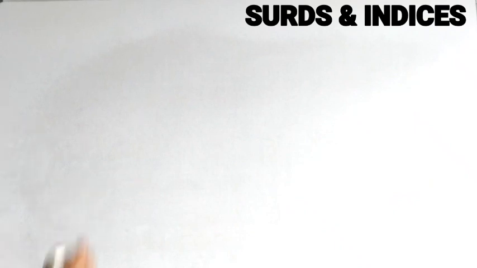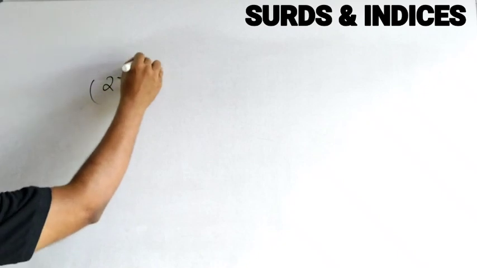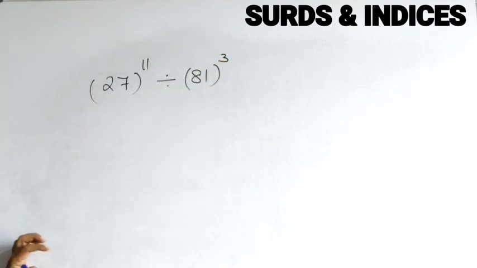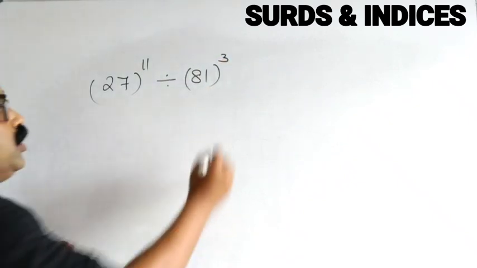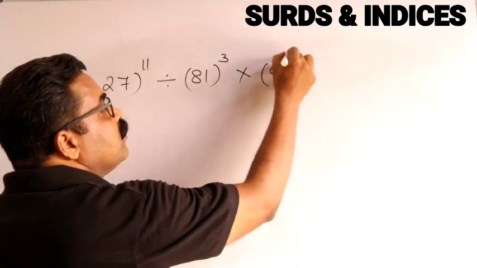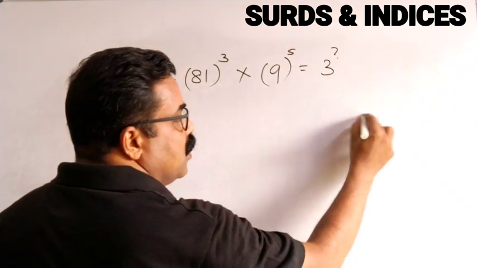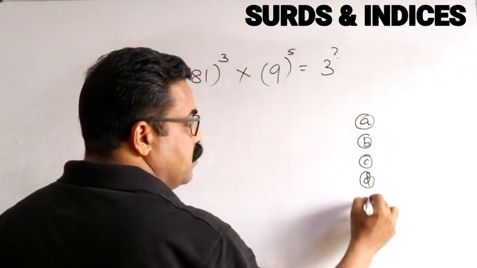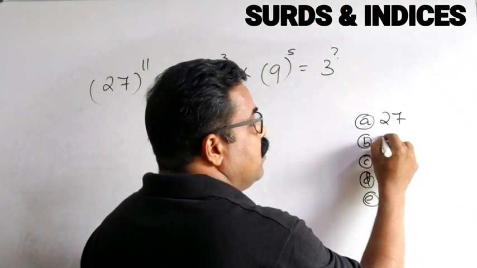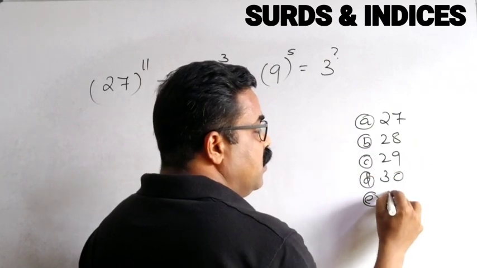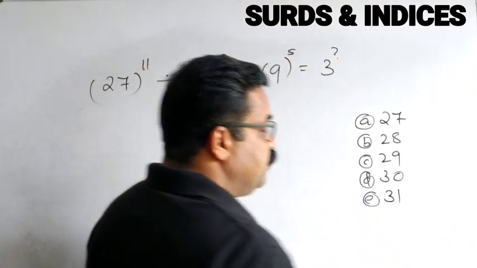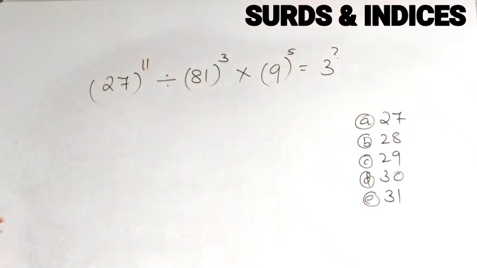Okay, here is your next question. 27 power 11 divided by 81 cube into 9 power 5 is equal to 3 power question mark. Options are 27, 28, 29, 30 and 31. These are the options given.